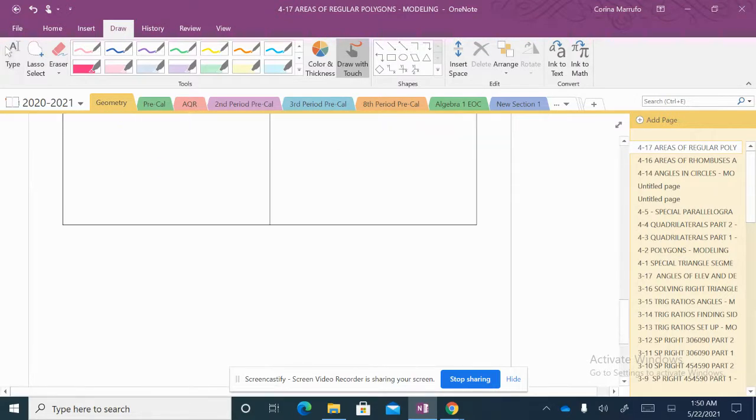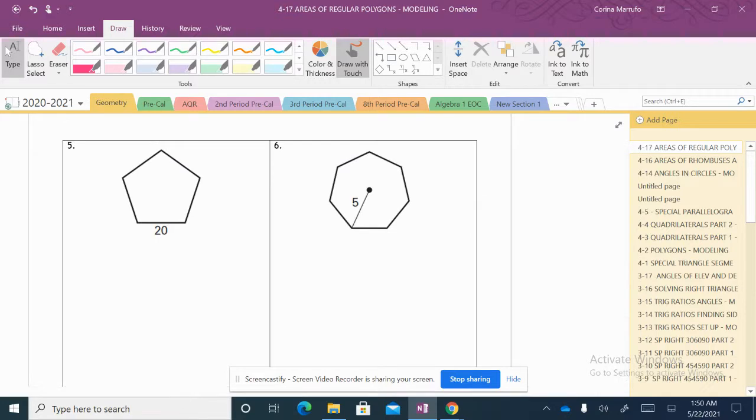Okay, so we have 2 more examples. Again, they give me one side, so I can find my perimeter. If I know one side here, that's 1, 2, 3, 4, 5. So to find my perimeter, we do 5 times 20, which is 100. Remember, the formula for my area is 1/2 little a times p. We already found p to be 100. Now we just need to find the apothem.